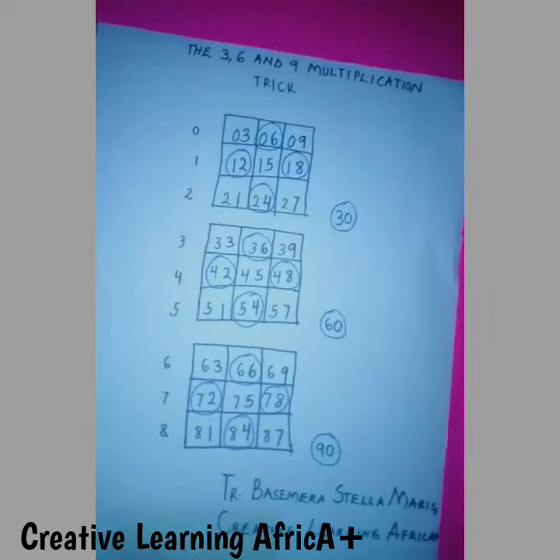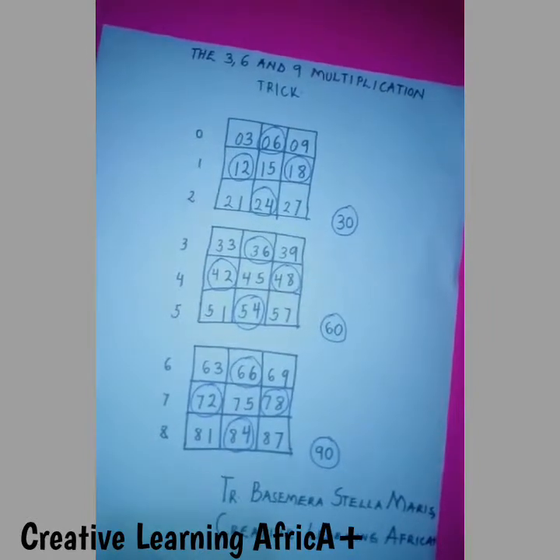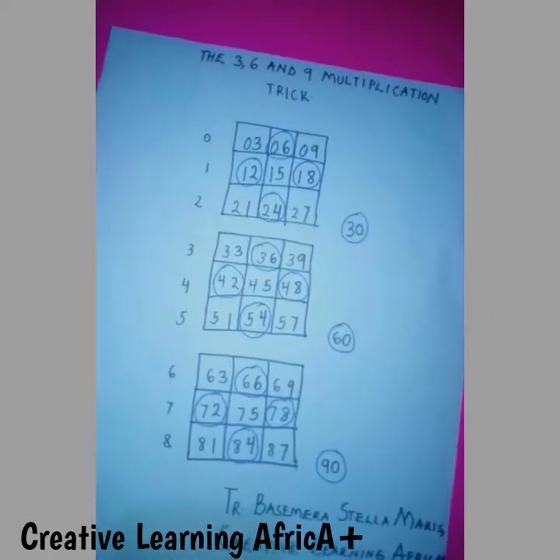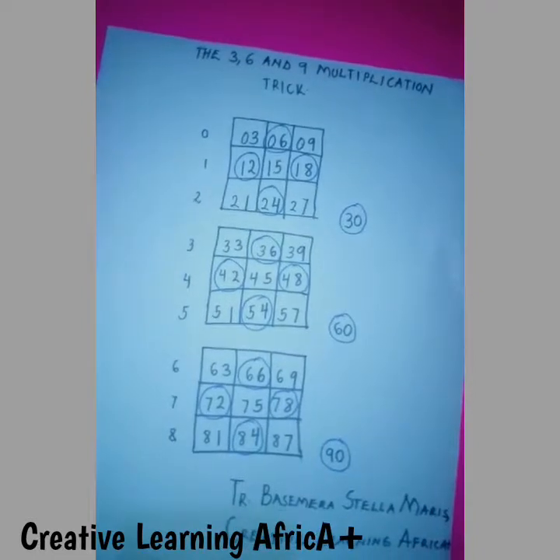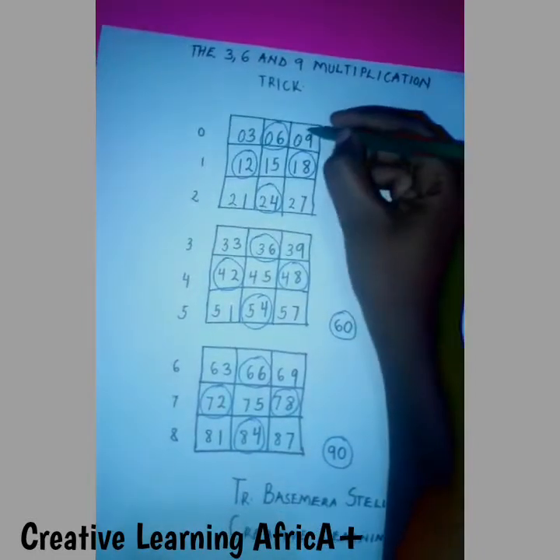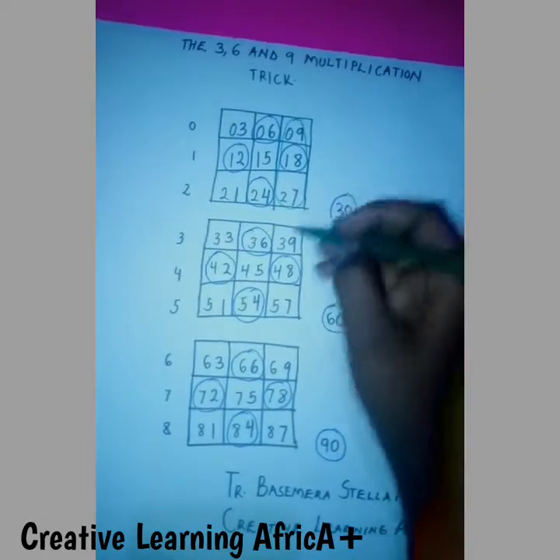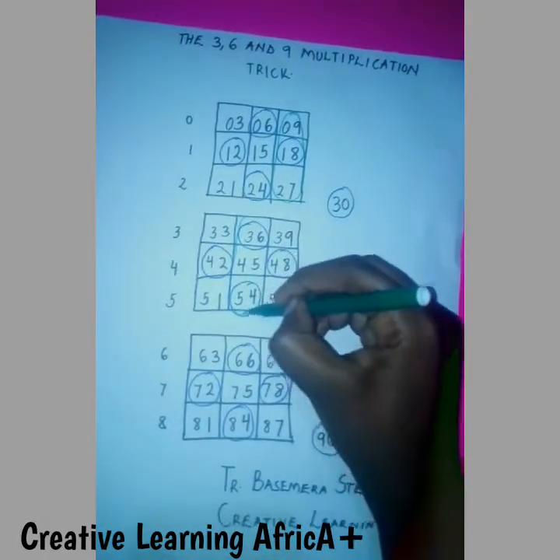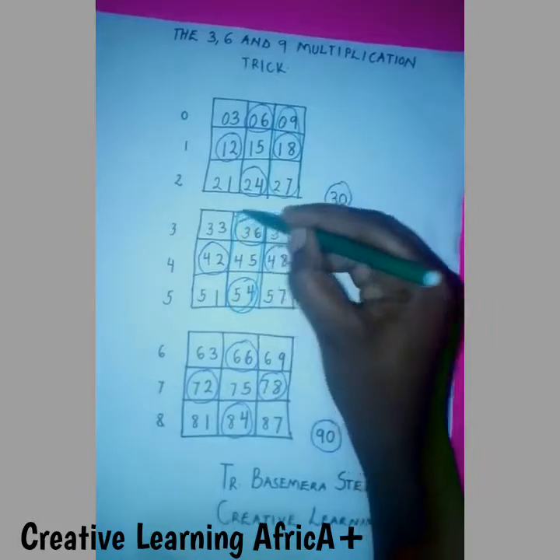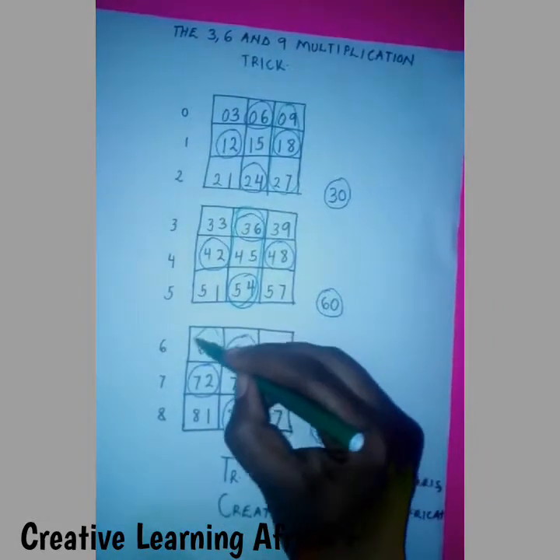All right. Now, when you look closely, within the same table we have the 9 times table. When you look at this, even here like this, and the last one like this.